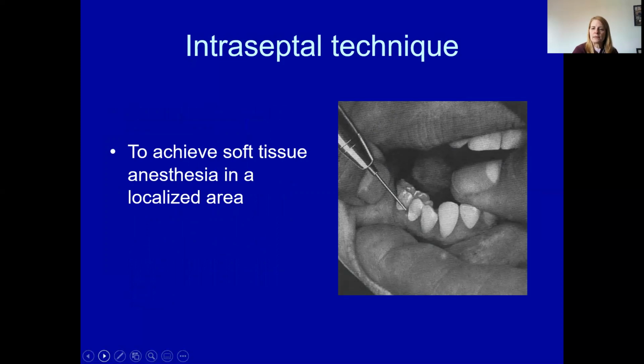Interseptal is right in between the interseptal fibers of the teeth. So you're going to achieve soft tissue anesthesia in just a localized area. Typically, you might have this in just one spot where somebody is really sensitive. Maybe you're in a really deep area.